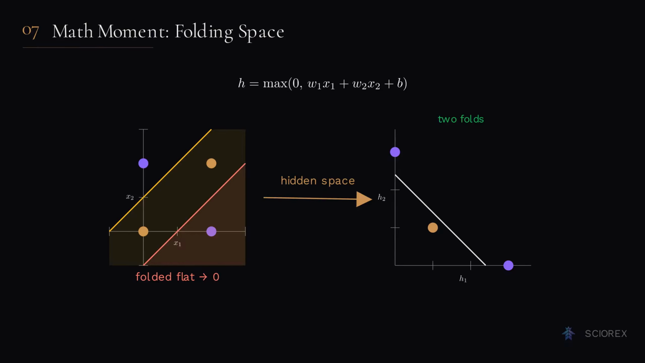The output neuron just draws a straight line in this new folded space. Easy. This is what depth and nonlinearity buy you. Each layer folds the space. Each fold makes new regions distinguishable. Stack enough folds, and you can separate almost any pattern.